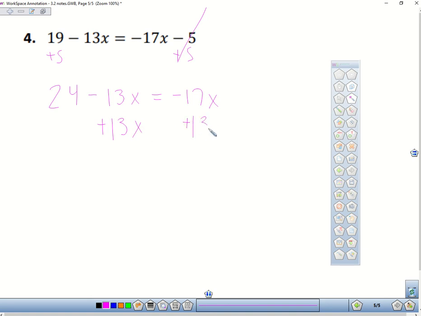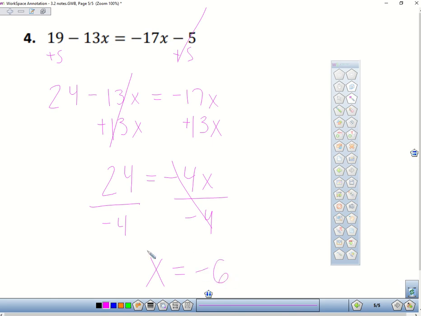And what is negative 17 plus 13? Positive 4. Or almost right, negative 4. Yeah, because the bigger number was negative, when you add, that means it's going to stay negative. So then what should I do with the negative 4 now? Divide it. Good. And what is 24 divided by negative 4? Negative 6, yep. Negative 6. So that's your notes for today.